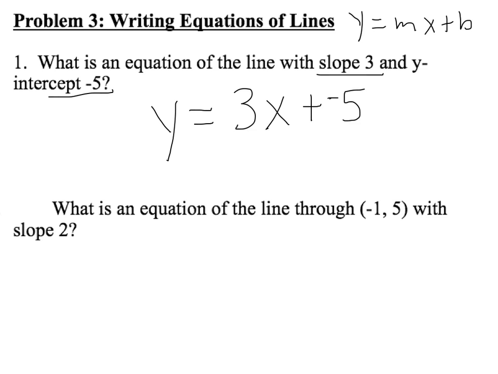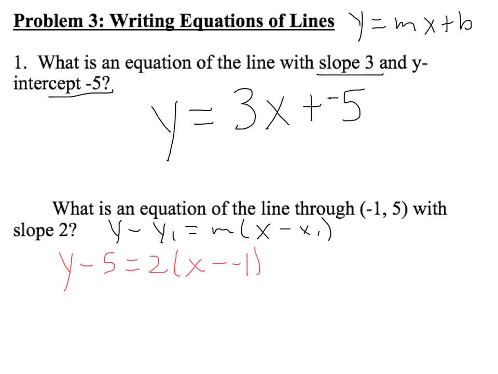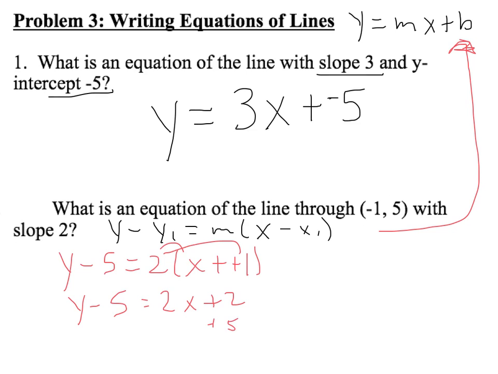For the second one, I'm given a point and a slope, so I want to use my point-slope form first. So that's y minus y1 is equal to m(x minus x1). I'm going to plug in that information. So y minus 5 is equal to 2 times (x minus negative 1). This becomes a plus. Again, you want to make sure to write it so it looks like slope-intercept form, so I have to simplify. I'm going to first distribute my 2. y minus 5 is equal to 2x plus 2, and then add 5 to both sides. y is equal to 2x plus 7. This would be my final answer.